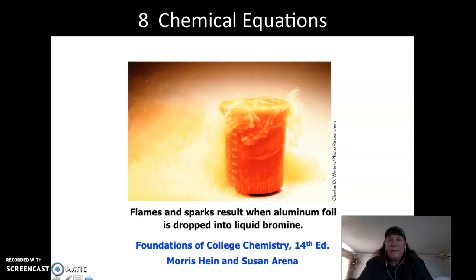Right, chapter 8 is about equations. And equations is like chemistry shorthand. Instead of writing out everything that happens, we use symbols, we use formulas for compounds and stuff. It makes it just easier for us to deal with. Like I said, it's chemistry shorthand.